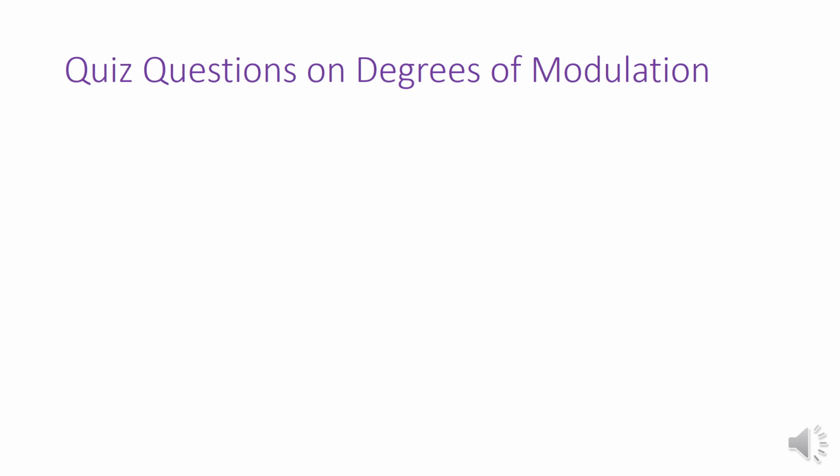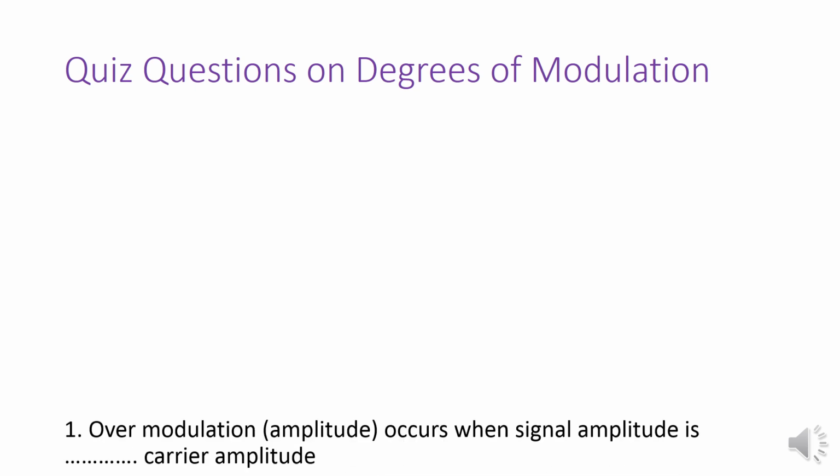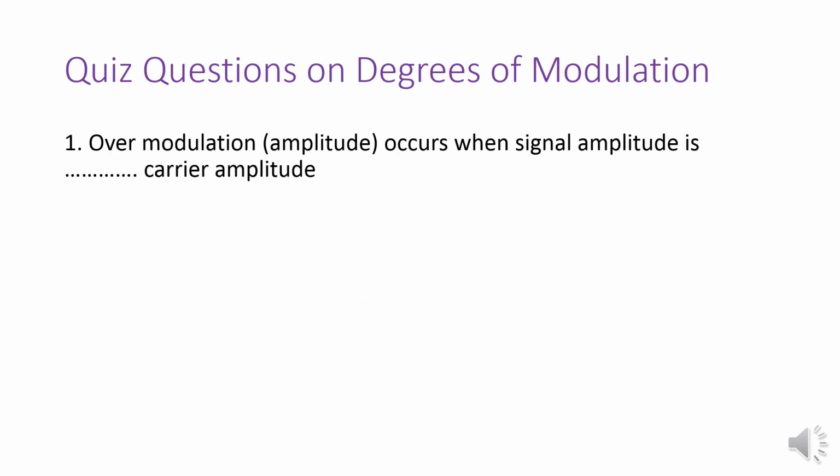This question is based on degrees of modulation: over modulation occurs when the signal amplitude is dash carrier amplitude. Thank you.